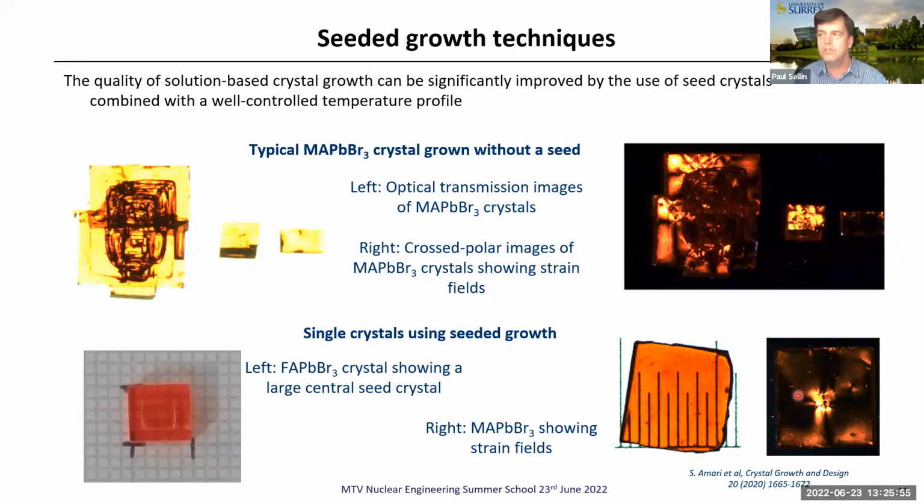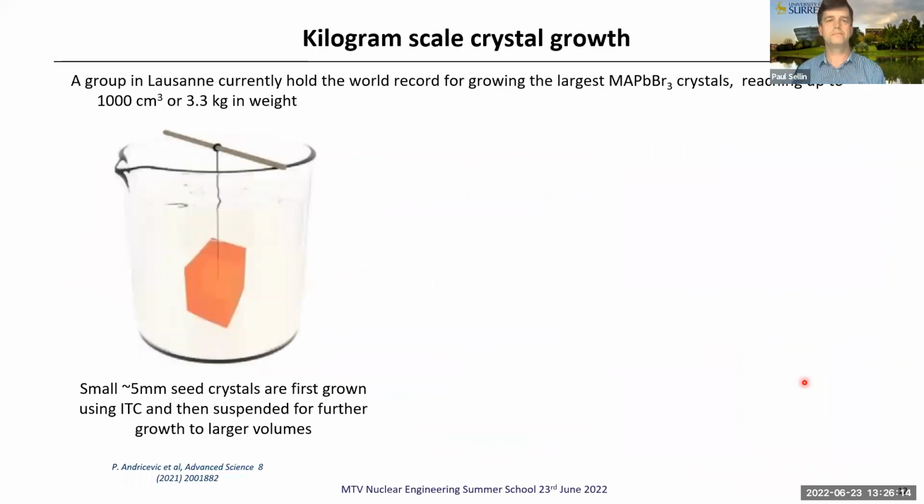But when we go to cross polars, you see there is actually some stress at the seed point in the middle, but the majority of the material looks of very high quality. So it's a really useful screening method to show us the quality of the material.